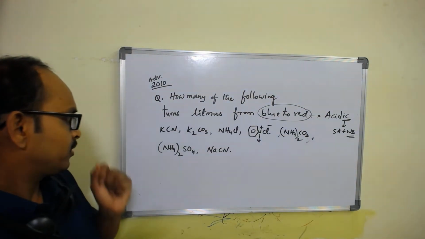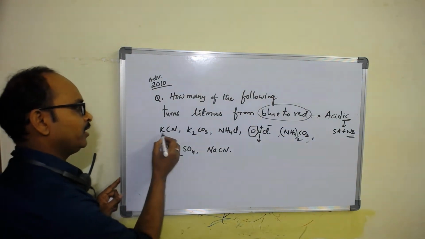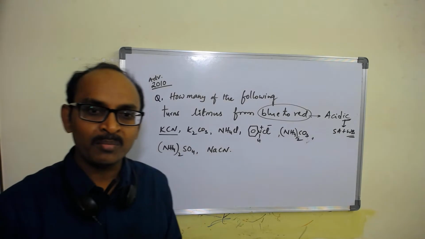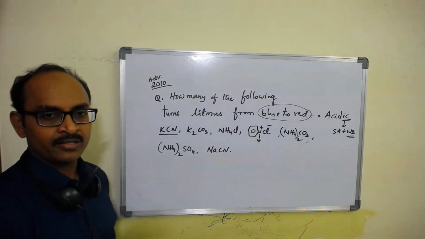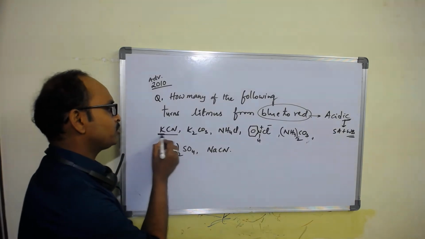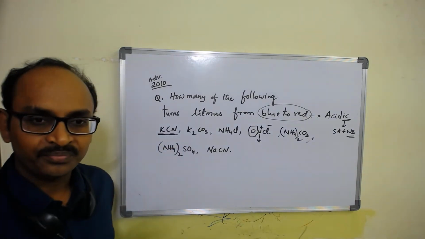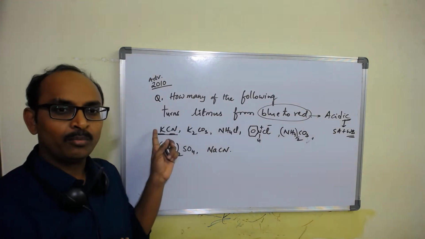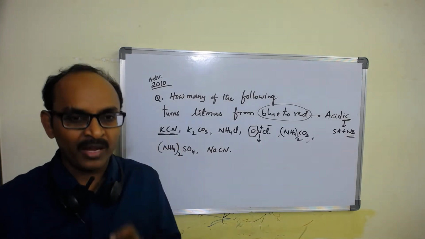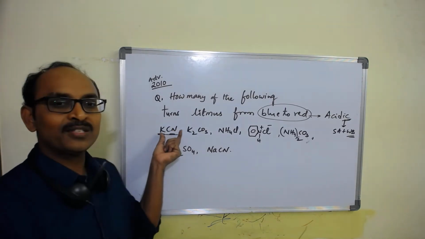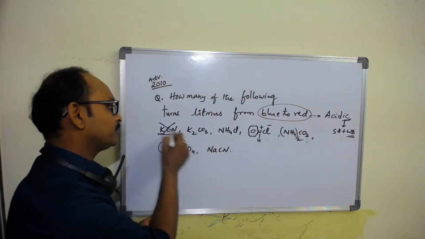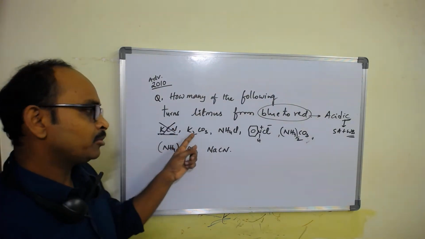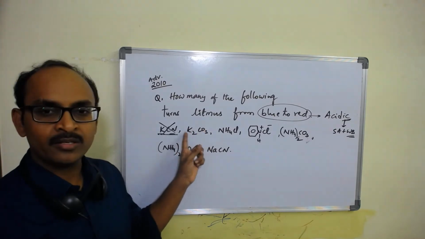Right? See, this potassium cyanide, is this a salt of strong acid and weak base? It is a salt of strong base and weak acid, right? This is a salt of potassium hydroxide and HCN. HCN is a weak acid. Potassium hydroxide is a strong base. So this is a salt of strong base and weak acid, so this is not the answer. And potassium carbonate is also a salt of strong base and weak acid.